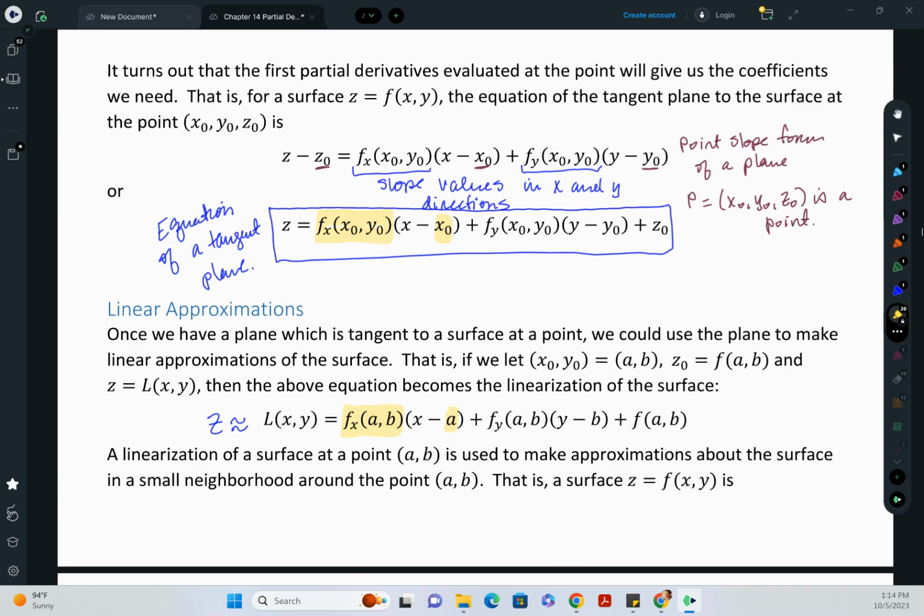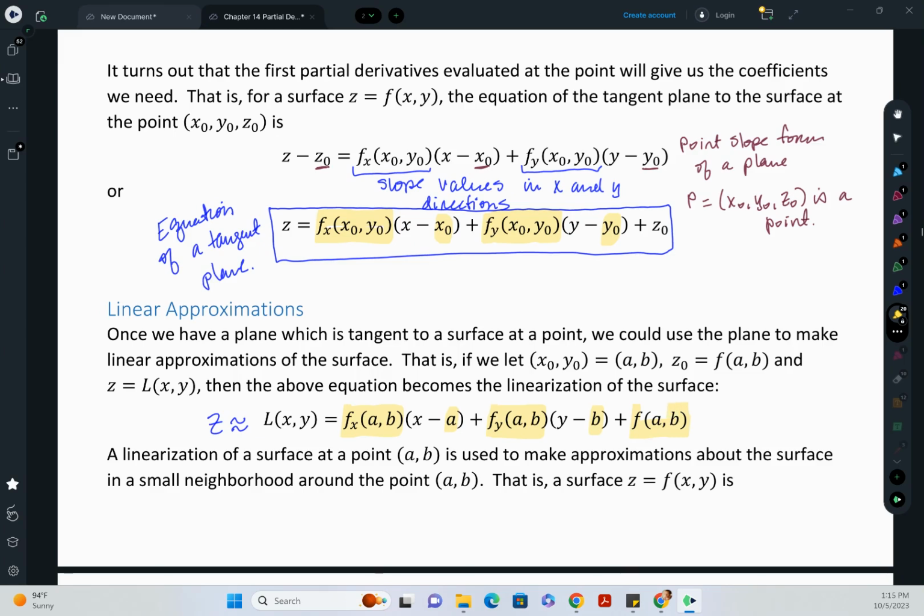A is x naught. F sub y of a, b and f sub y of x naught, y naught are the same thing. A is x naught, b is y naught. And again, we have y minus b, y minus y naught. So b is y naught. And here's the last one that is sometimes a little tricky for people to wrap their heads around.